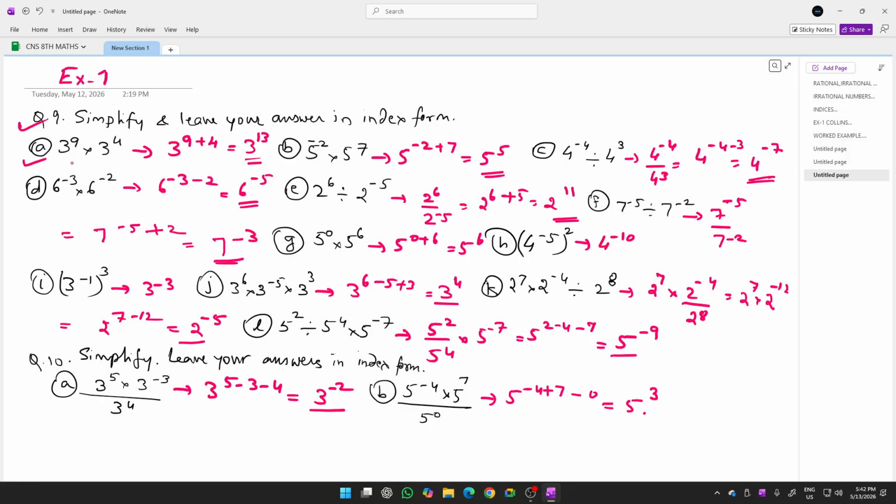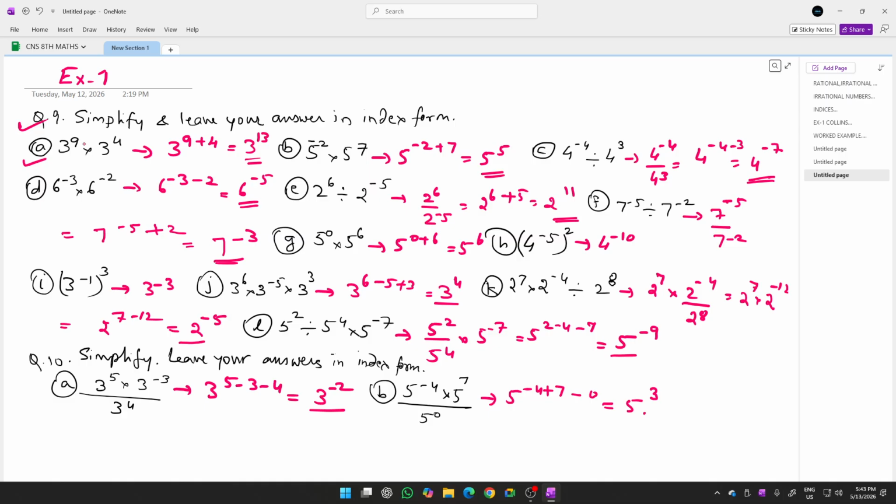So the first one is 3 raised to 9 multiplied by 3 raised to 4. Now 3 raised to 9 will be 3 into 3 into 3, multiplied 9 times. And 3 raised to 4 means 3 multiplied 4 times. So totally 3 will be multiplied how many times? 9 and 4, that is 13 times. So your answer will be 3 raised to 13.